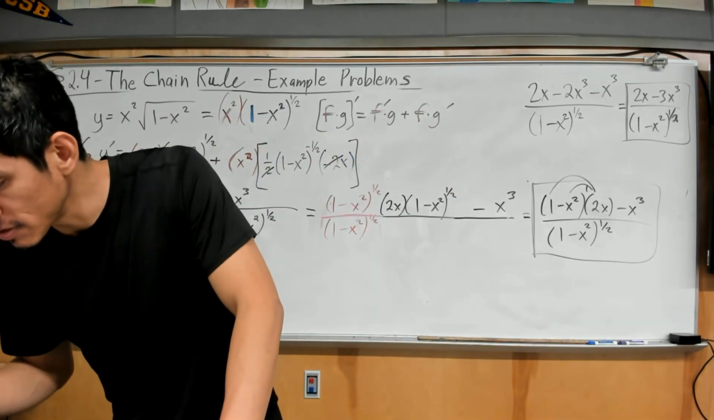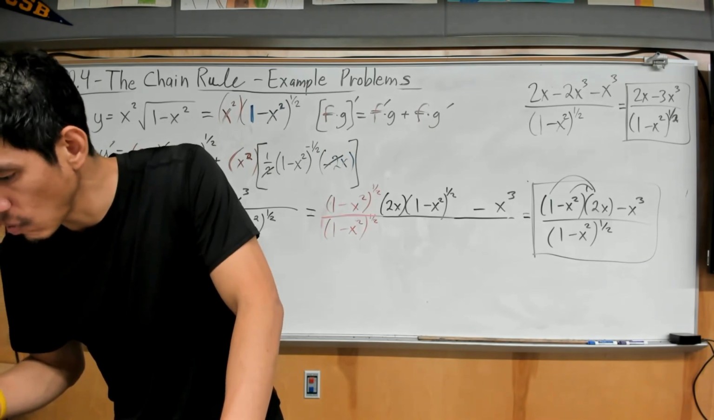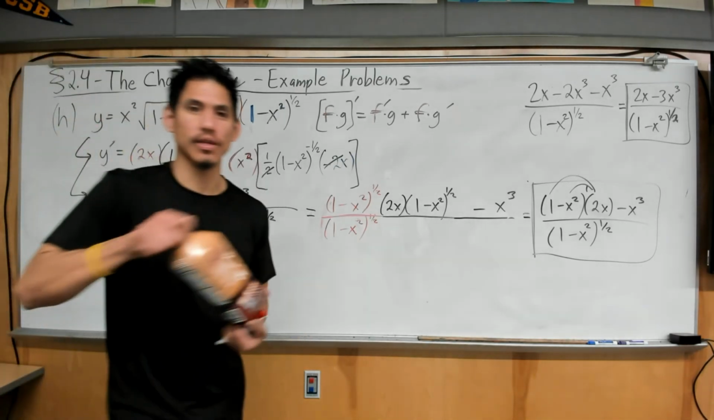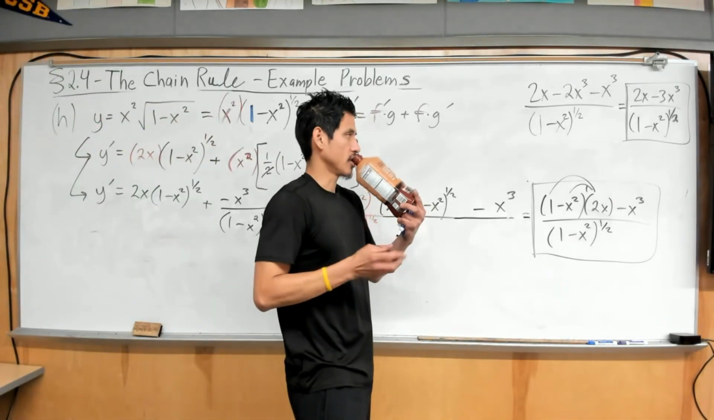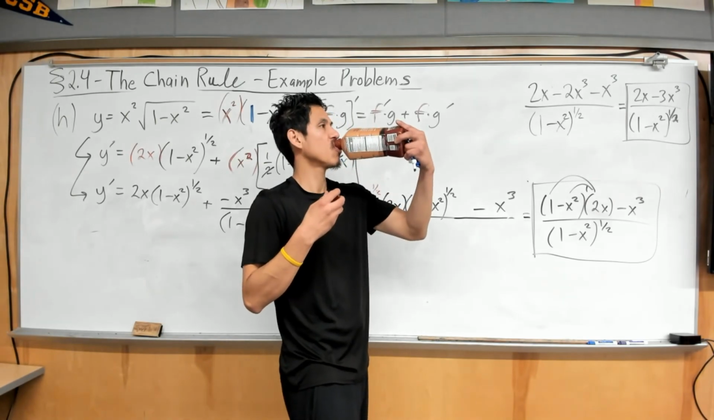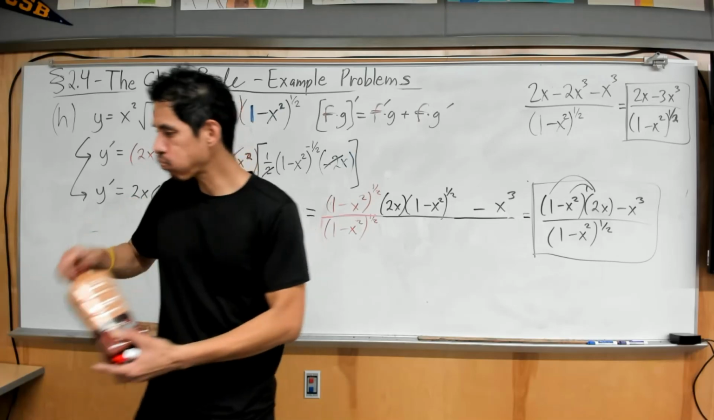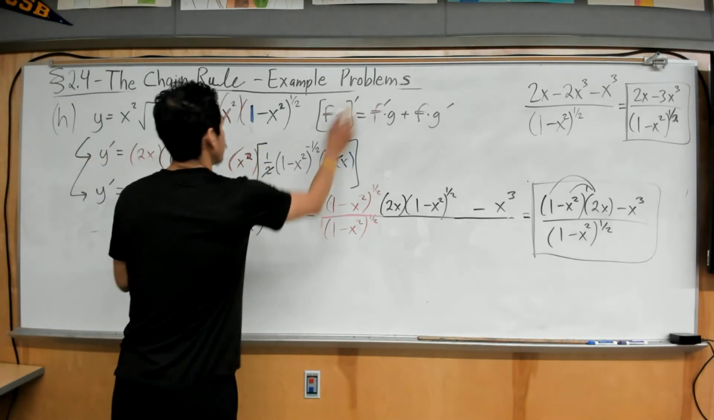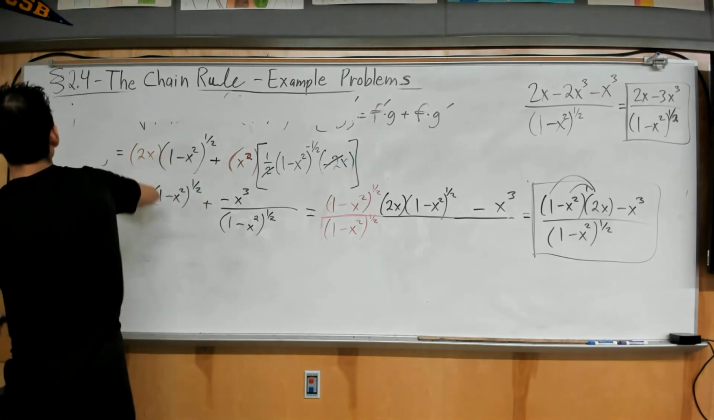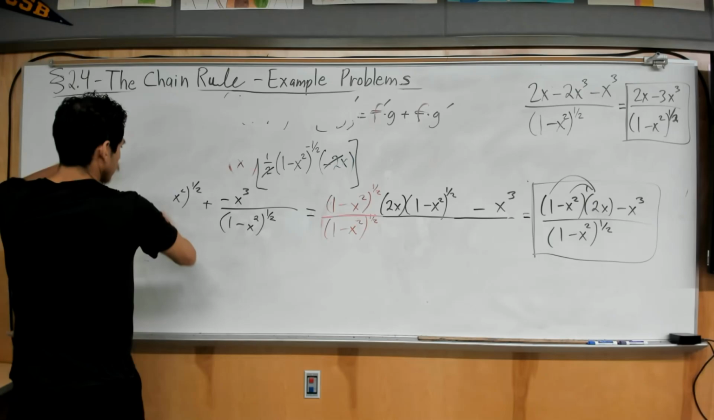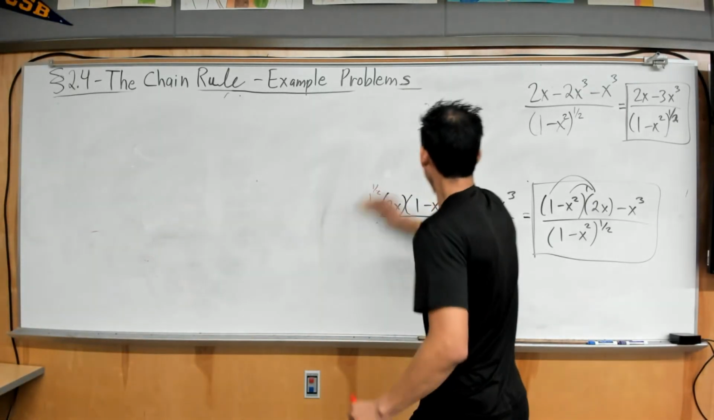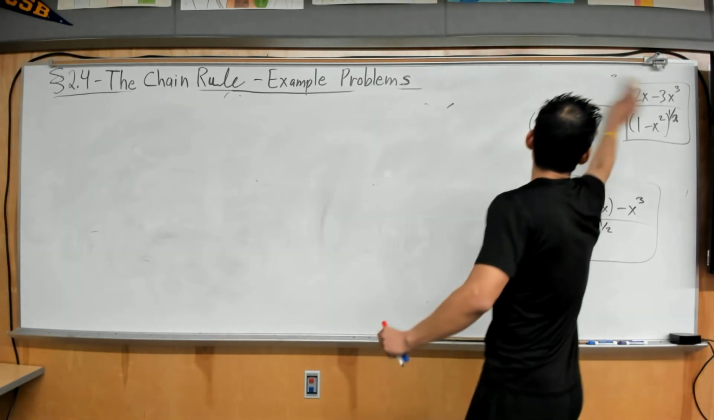All right, and maybe let's see, should I show you one more? Yeah, let me show you one more. Let me drink some milk. I told you I have milk. Raisins. Come on.